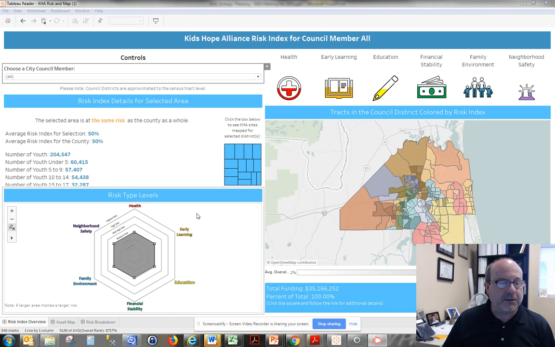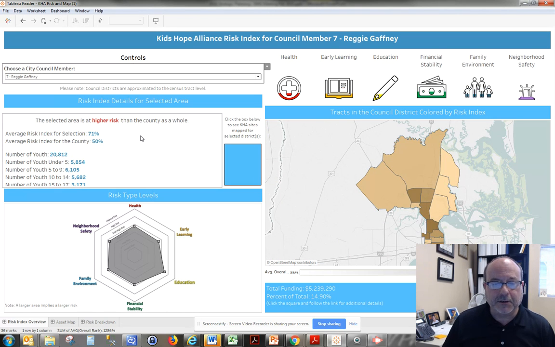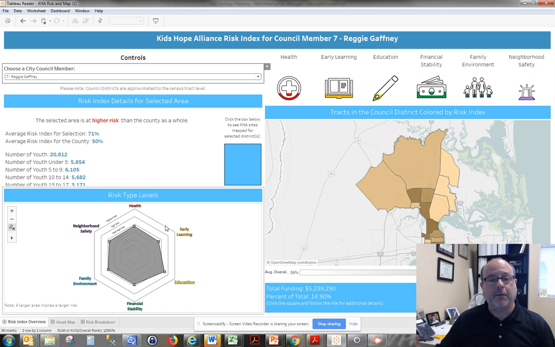Then we have metrics that we'll look at for each of our council districts. Those include health, early learning, education, financial stability, family environment, neighborhood safety. And so let me show, switching to one of our higher risk districts, District 7, has an average risk index at 71%. There's 20,812 students. And you see the graphical representation. The larger the gray area, the greater the risk.